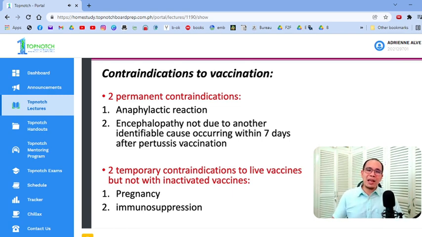You only have two permanent contraindications: anaphylaxis and, for diphtheria, pertussis, development of encephalitis, seizures. Pag yung bata nag-seizure within 7 days after a pertussis-containing vaccine, specifically dun sa cellular form ng pertussis. Okay, kasi yung iba acellular, kaya nga DTaP, aP, di ba? Diphtheria, tetanus, acellular pertussis. Okay?